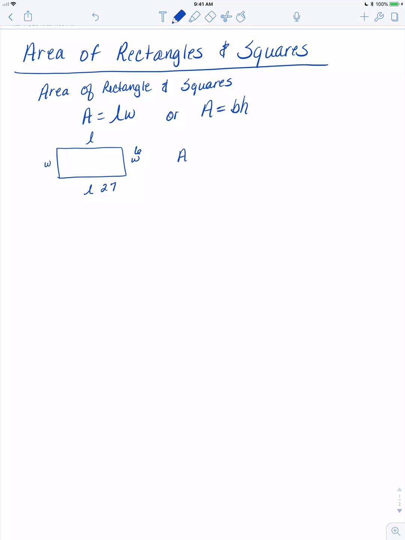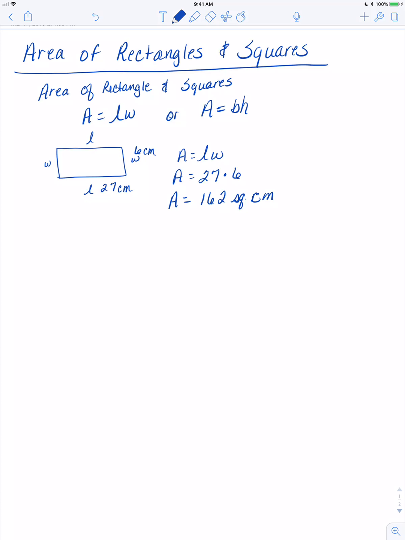Well, remember, area is just the length times the width. So the area of this, the length is 27 times the width, which is 6. Now remember, whenever those letters are standing next to each other, that always means to multiply. So the area of that rectangle is 162 square, and let's say this is centimeters. So it's always square, whatever your unit is.